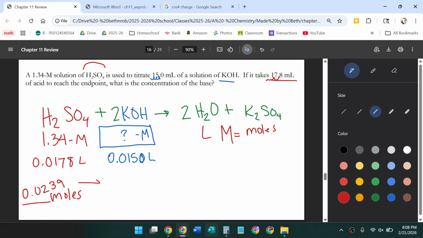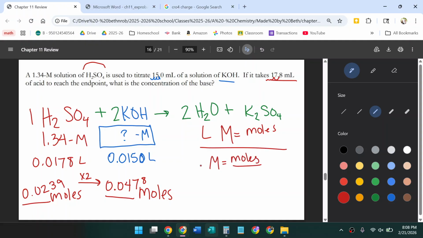And then to go from here to here, we have 1 mole here and 2 moles of the KOH in our equation. So we need to multiply that number by 2, and that will give us how many moles of KOH we must have used. 0.478. And then we can do the same thing that we did using our M equals moles over liters. But this time, this is the thing we actually want, so we're not going to rearrange it. So we would take our moles, and we would divide by the liters. And we do that.